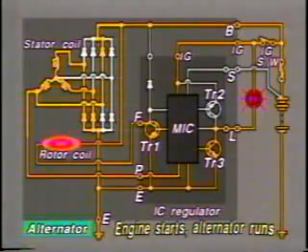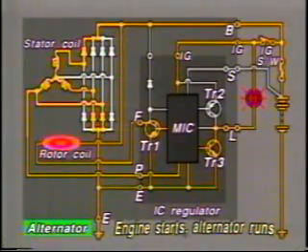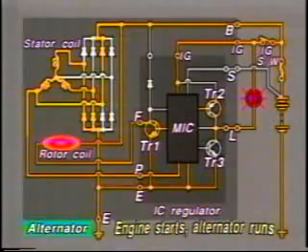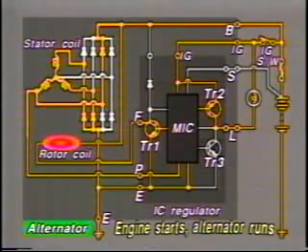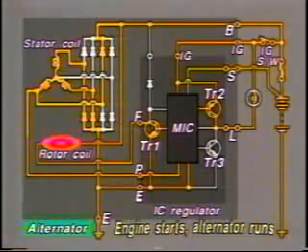On the other hand, when the voltage at terminal P rises, the MIC turns transistor TR3 off and transistor TR2 on. As a result, there is no potential difference between the ends of the charge warning light, so the light goes off. When transistor TR1 is on, and the voltage at terminal S reaches a standard value, the MIC turns transistor TR1 off.